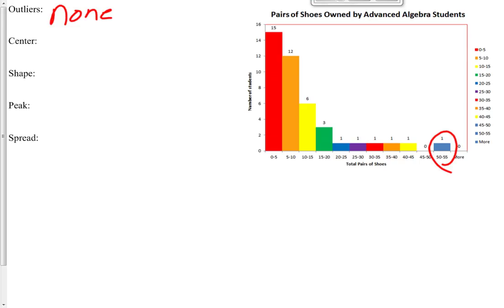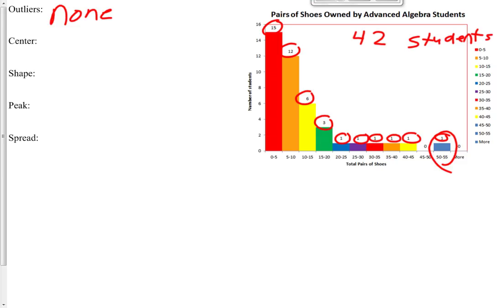Okay, the center of the data is the middle. To find the middle, we would have to know how many data entries there are. So if we want to find out how many students answered this survey, well, 15 plus 12 plus 6 plus 3 plus 1 plus 1 plus 1 plus 1 plus 1 plus 1. How many students does that total? We would add those all up, and that would be 42 students. So 42 students, and the middle, if you divide this by 2, that would be 21.